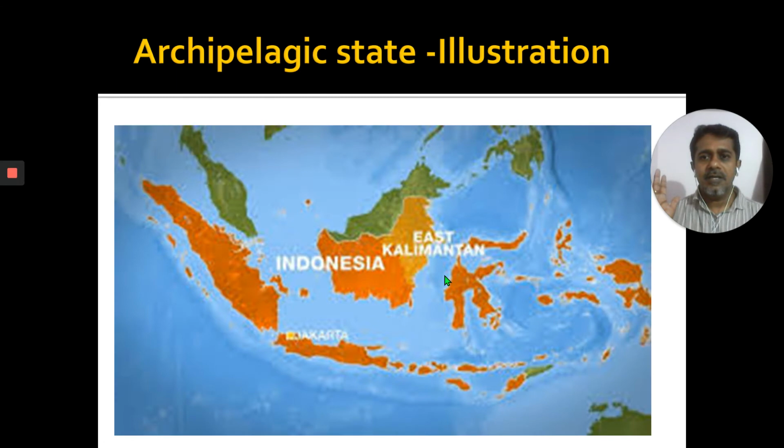Moving further, the archipelagic state. That is the last part of this meaning of high sea. Let us have a look at Indonesia as a state, how it looks on the world map. Look, all this is Indonesia only. It is a cluster, a group of islands.